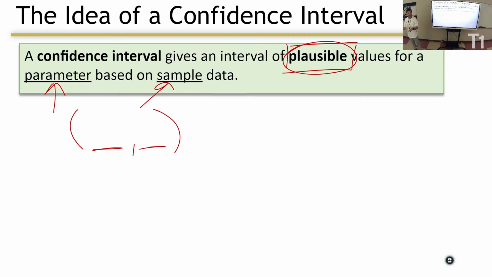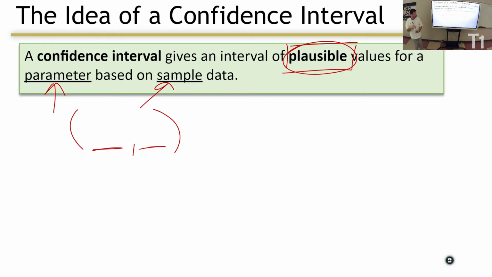Possible values. That means it's impossible to not be in there, and that's not true. Plausible means we think it's in there. We've got a good chance it's in there. If it's in there, I'm not surprised. But if it's not in there, I am surprised. However, it's possible I missed it. Y'all okay with that terminology?